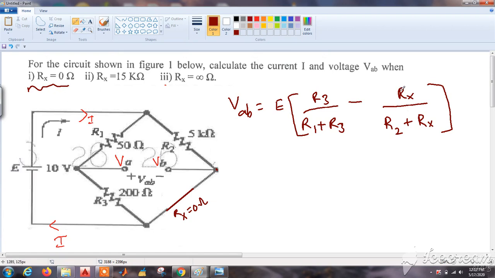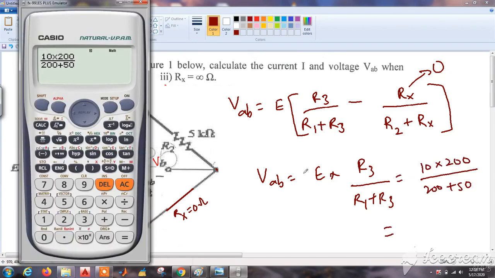Now let us find VAB by substituting Rx is equal to 0. So this is 0, and 0 divided by something will be 0. So we are left with E times R3 divided by R1 plus R3. Now let us substitute the values of R1 and R3 and we will get our result. E is given as 10 volts, R3 is given as 200 ohms, and R1 is given as 50 ohms. So if we substitute this, we'll get VAB as 8 volts.